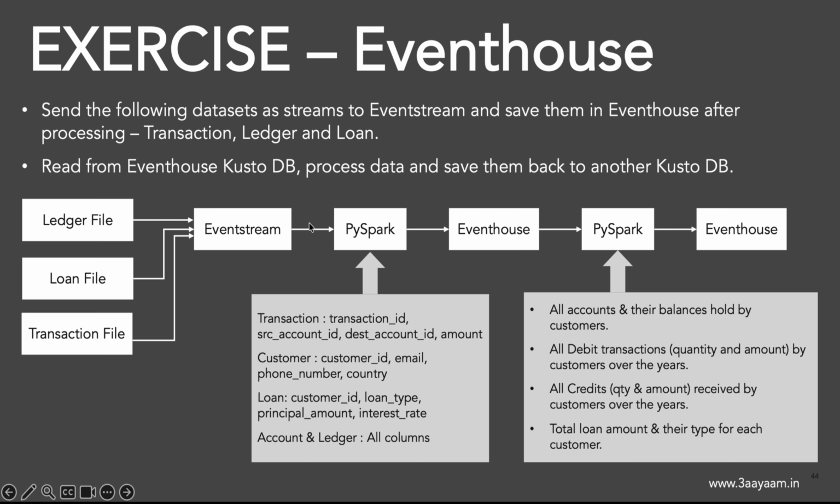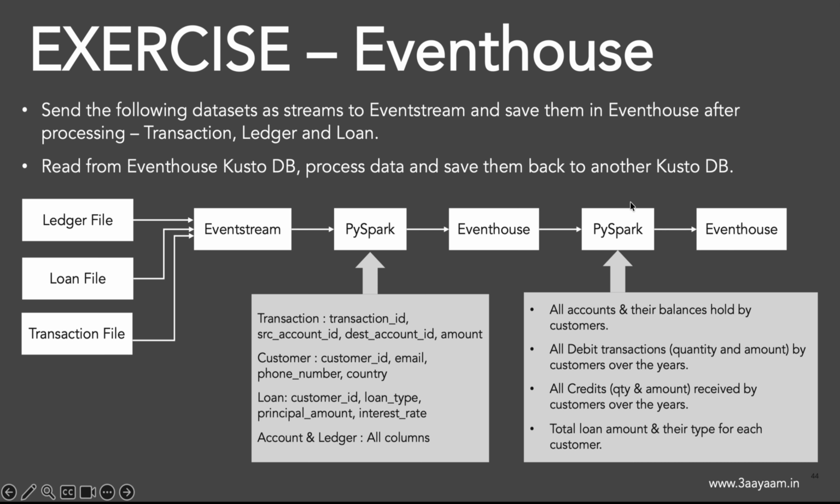So now this is the first part. You read from event stream, do a very basic level of processing for the transaction, customer, and loan tables. And for these 3 tables, you need to have 3 different streams here. Do this lightweight transformation and then write it to an Eventhouse KQL table. And the KQL table should be in a custom database, obviously.